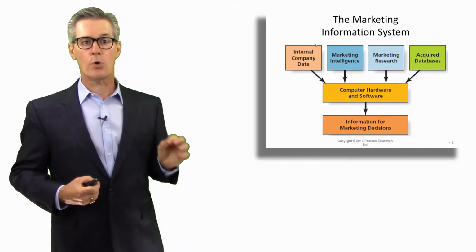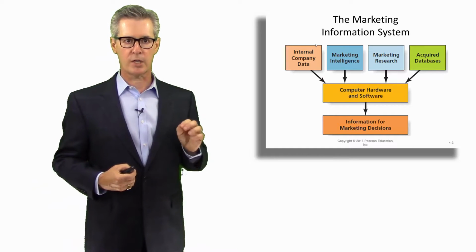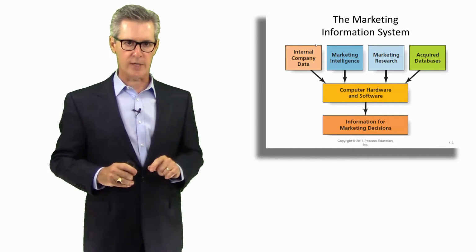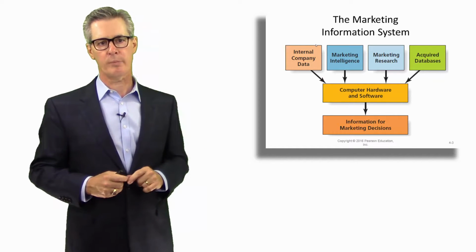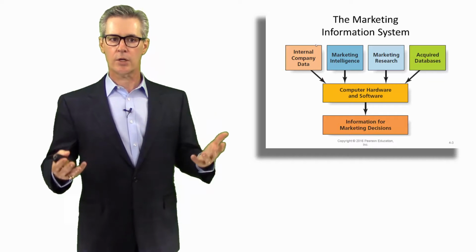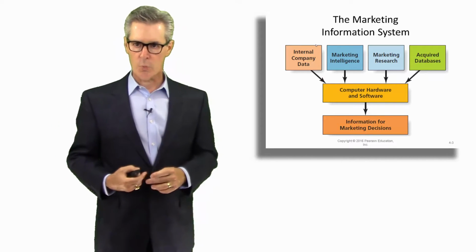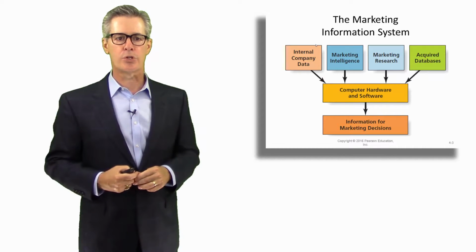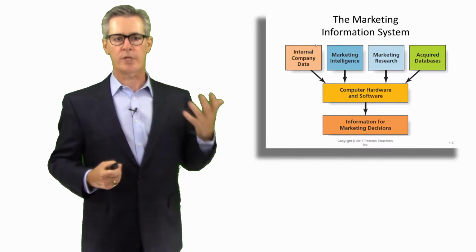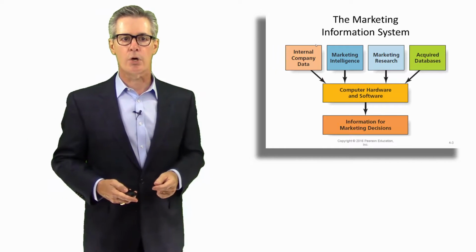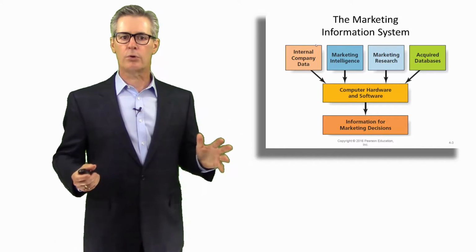Now, there are four main sources of information in a marketing information system. We'll get into these in some detail, but just to summarize, they are internal company data, marketing intelligence, marketing research, and acquired databases. We use computer hardware and software to crunch that data and produce the reports, and the result that we get is information for marketing managers to use to make decisions. So this is the general view of an MIS.